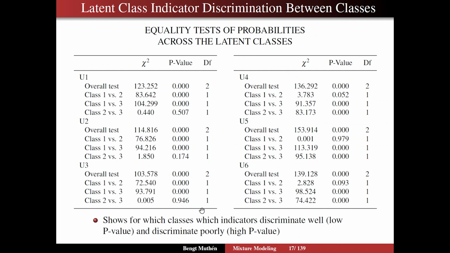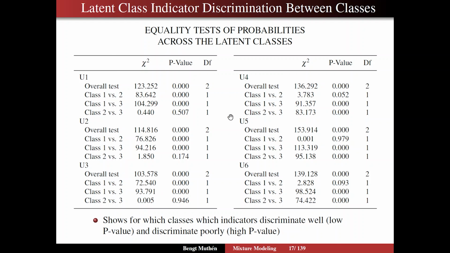Slide 17 is actually a new feature in version 9. It has to do with latent class indicator discrimination between classes. How well does an indicator discriminate between classes? You want to know that. So we do a test of equality of probabilities across the latent classes. Here on the left, you have the first 3 indicators, and on the right, the last 3 indicators. Here you see the low p-value of 0 for class 1 compared to the other two classes. Same thing for U2. Class 1 versus 2, class 1 versus 3, both of those 0.